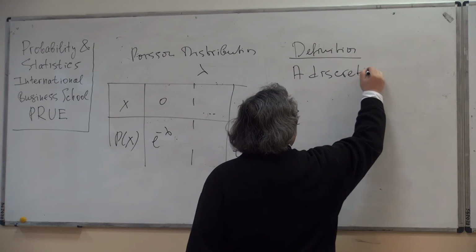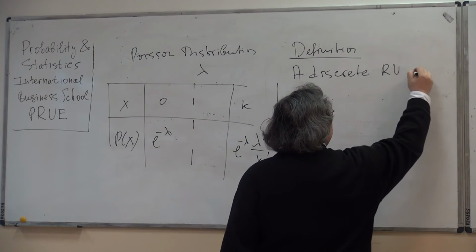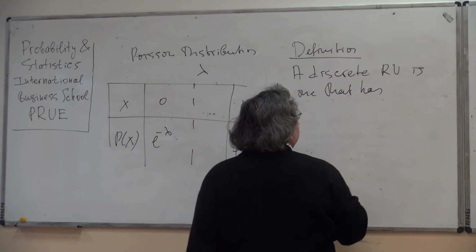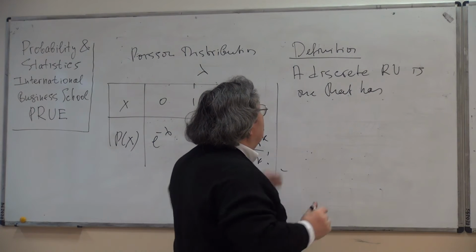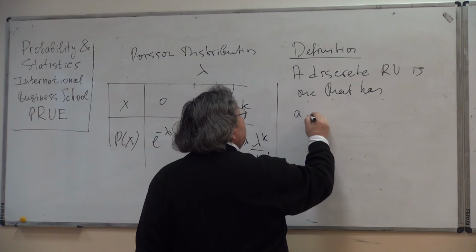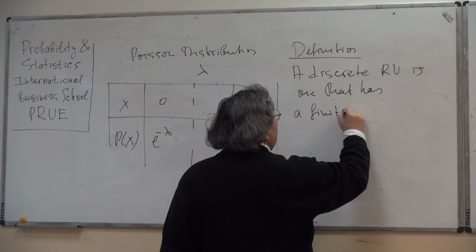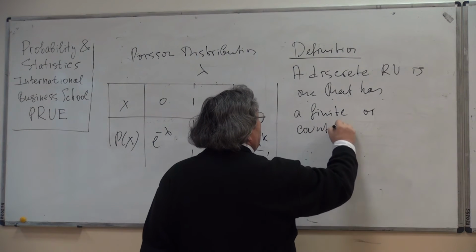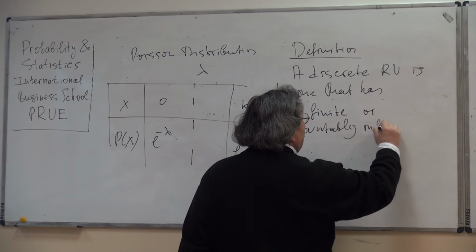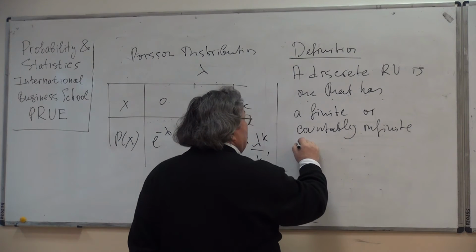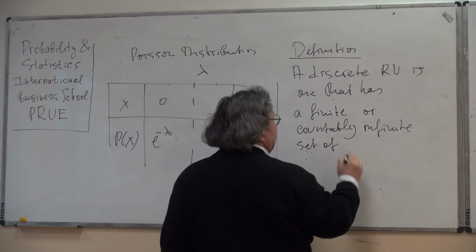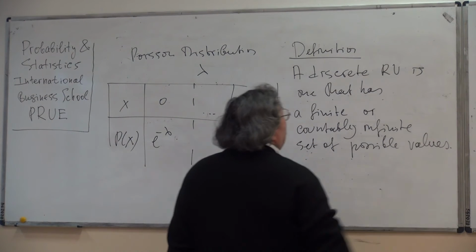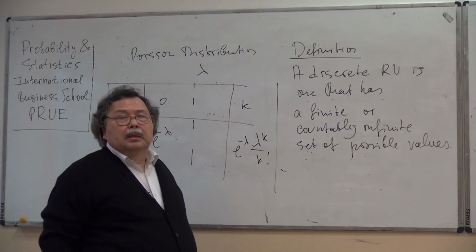Discrete random variable is one that has a finite or countably infinite set of possible values. Well, something is not quite clear here.